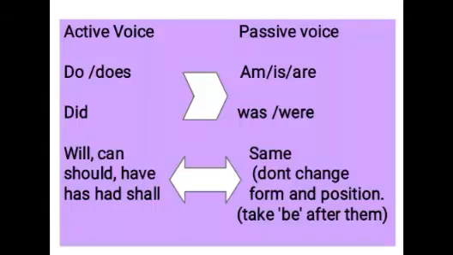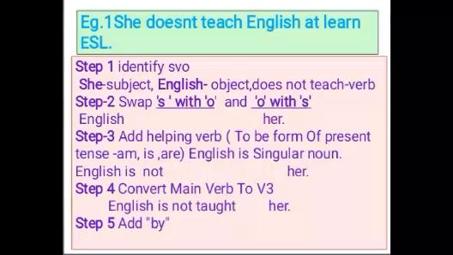Modal auxiliary verbs don't change their forms and position in passive voice. They take be after them in passive voice. All the steps are the same for these sentences. The only step to add here is to write not after the helping verb to make negative statements.